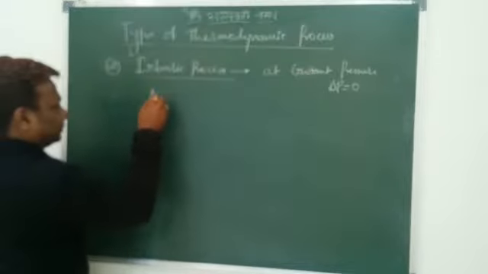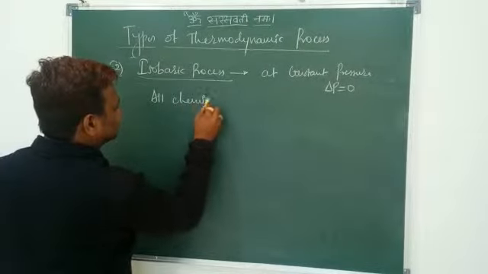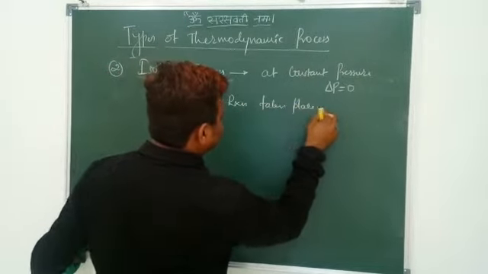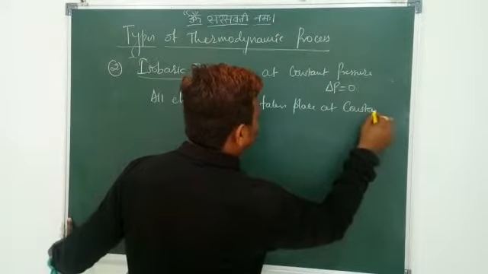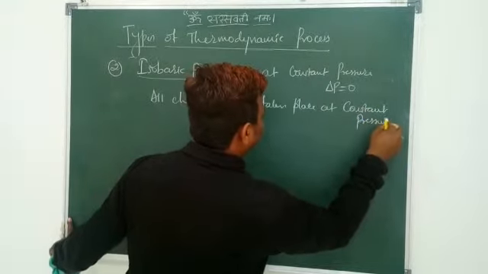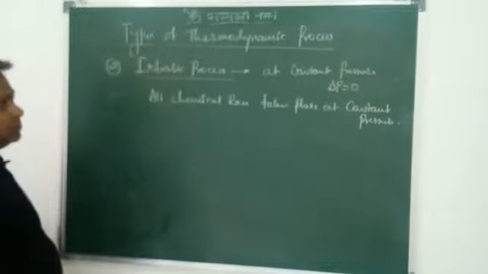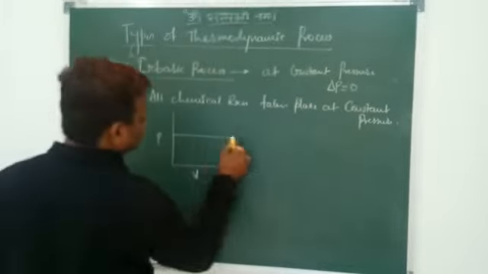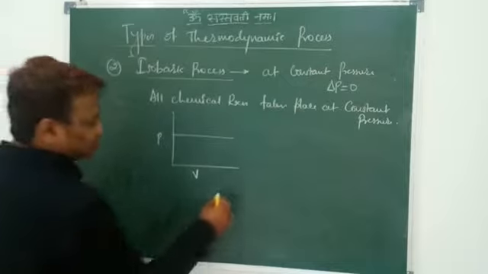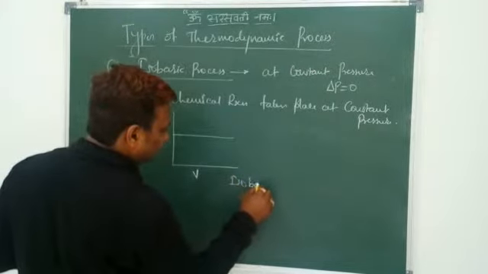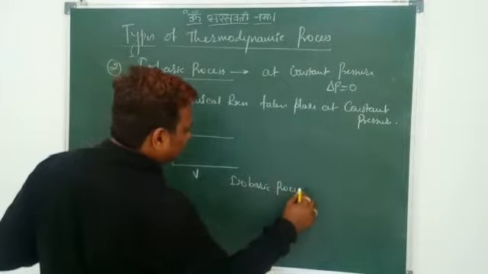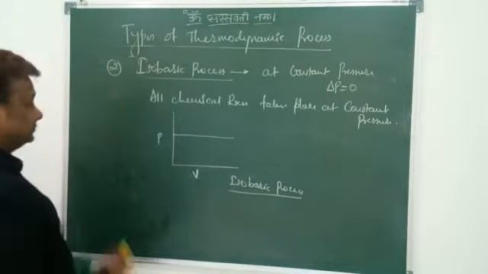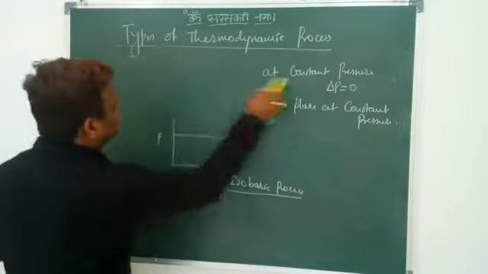And one more point you should remember: all chemical reactions take place at constant pressure. That means delta P equal to 0. If you want to plot a graph of pressure against volume, the pressure is constant, so this is the graph we get for constant pressure. So it is the graph for the isobaric process. And now the third one we are going to see is the isochoric process.